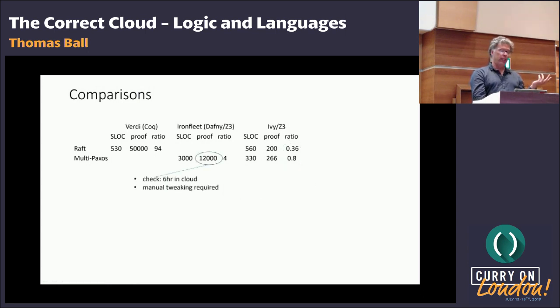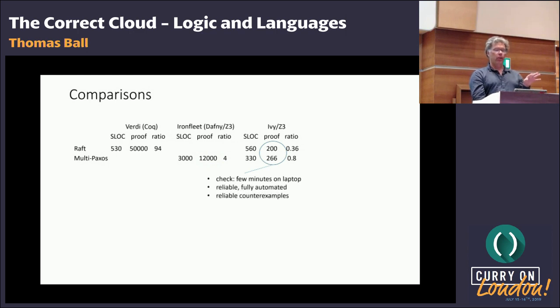So for IronFleet, checking multi-Paxos took 6 hours. For Ivy, a few minutes on a laptop. Reliable, fully automated, reliable counterexamples. So the lesson here is that if you're willing to restrict your language and do more careful decomposition, you can get the benefits of Z3, where you're restricted to decidable logics. And there's a set of resources there.